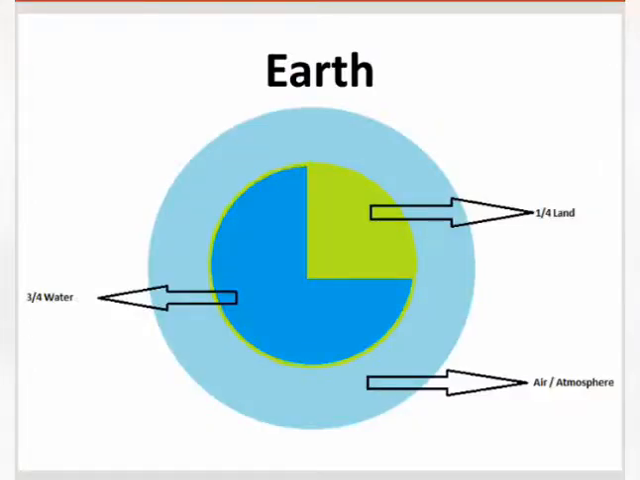Now in the picture you can see the Earth. The dark blue portion of the Earth consists of water, which covers about 3/4 of the Earth's surface. The green portion is the land, which is about 1/4 of the Earth's surface, and the light blue area that you can see is the air that is surrounding the Earth, which is also called the atmosphere.